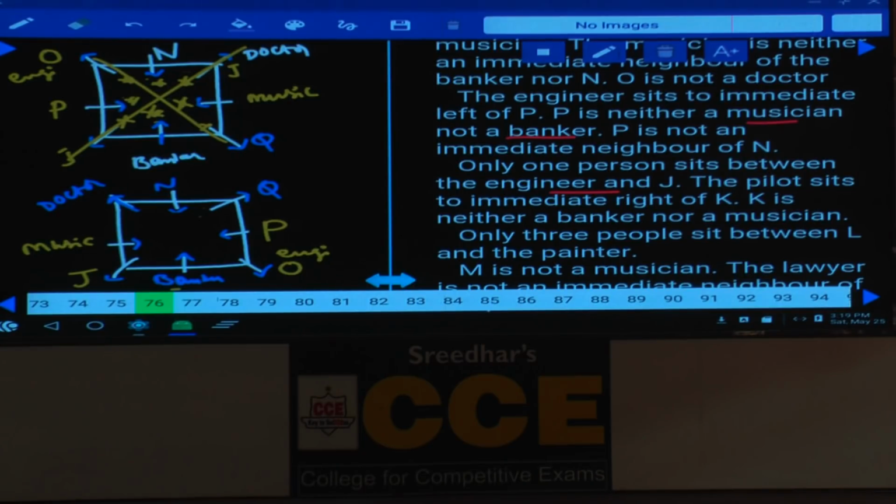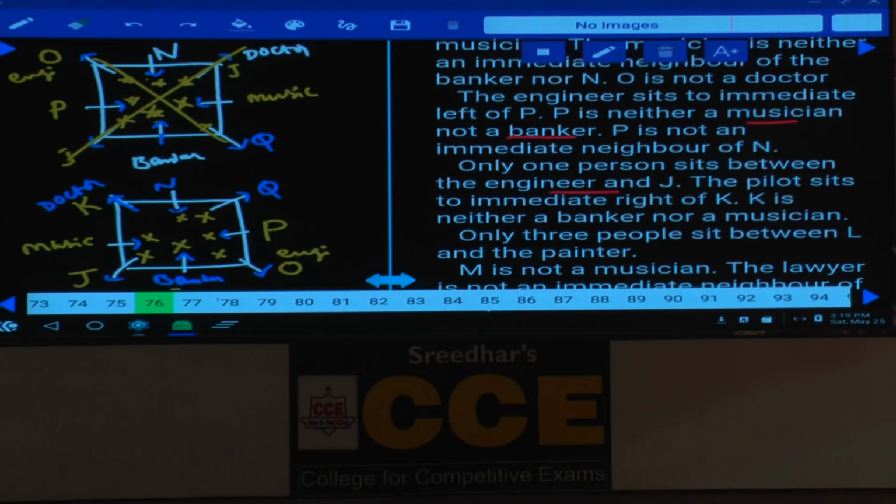Done? Now we are left with the second case. Now in the second case, tell me what are the different possibilities we can have. Only one person between engineer and J, pilot sits to the immediate right of K, and K is neither a banker nor a musician. K cannot be here, K cannot be here, K cannot be here because J was already there, K cannot be here, O is there, and K cannot be here, P is here, and K cannot be here. Then what is the only possibility we have? K must be at this place. And whatever this K, K is a doctor.